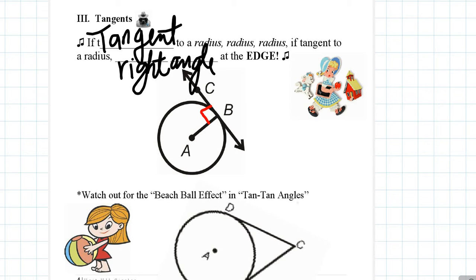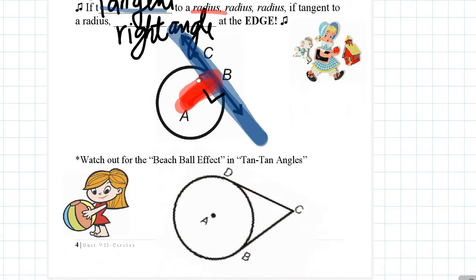Alrighty, sing with me. If tangent to a radius, right angle at the edge. Now, sing and trace. When I say tangent, trace it. Radius, trace it. Watch. If tangent to a radius, right angle at the edge. Okay, that's your third source of right angles.